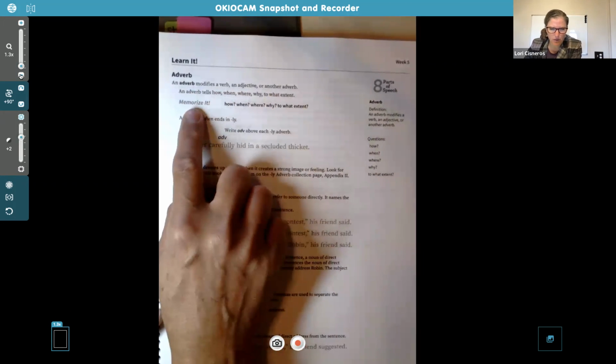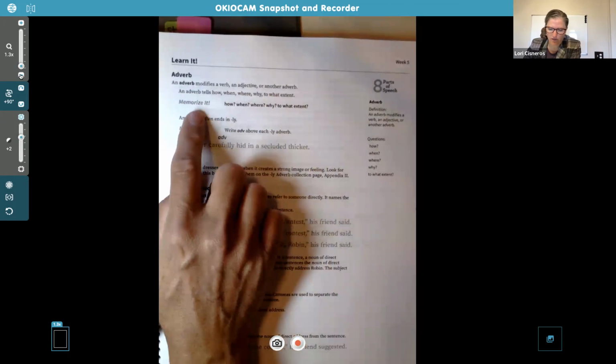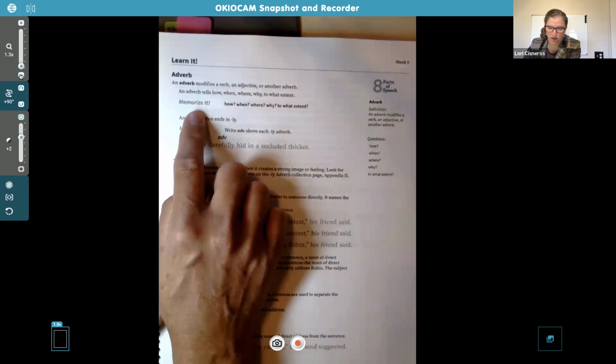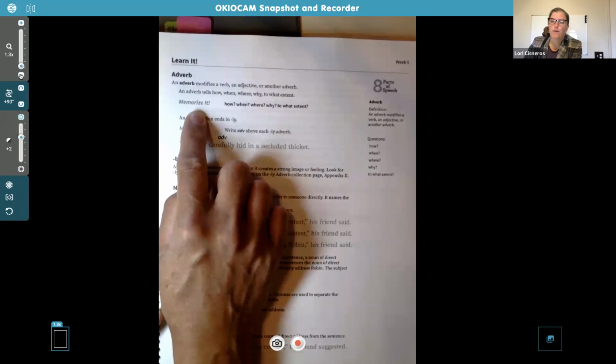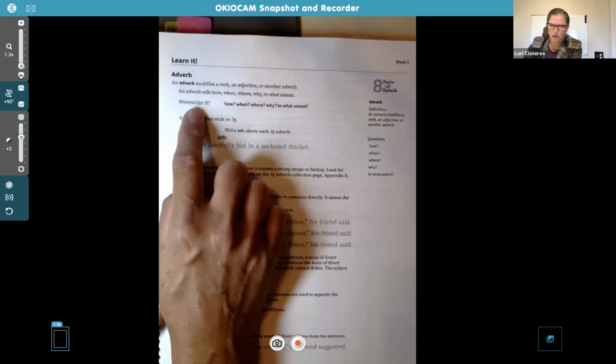So here it says memorize it, and these are really good to have, and I want you to use your book. I know I've told you this before. When you go to do your homework for this class, use your book. It needs to be completely worn out by the end of the year. So flip around in there, especially these Learn It pages, to remind you what these things are.